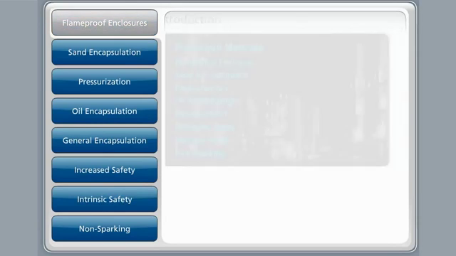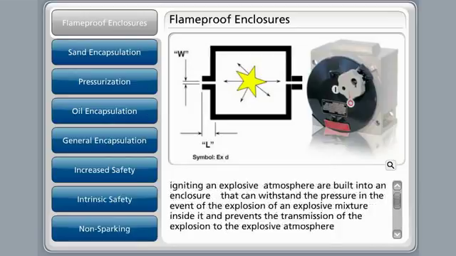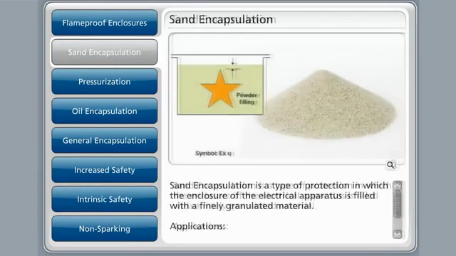The flame-proof method is a type of protection where devices that are capable of igniting an explosive atmosphere are built inside an enclosure. This protective method prevents the transmission of the explosion to the external atmosphere surrounding the enclosure. This method of protection would be suitable for applications on power-operated equipment, switchgear, motors, and any equipment that produces an ignition source during normal operation.